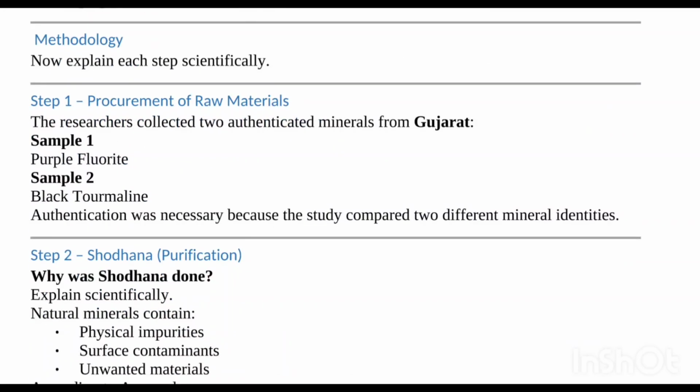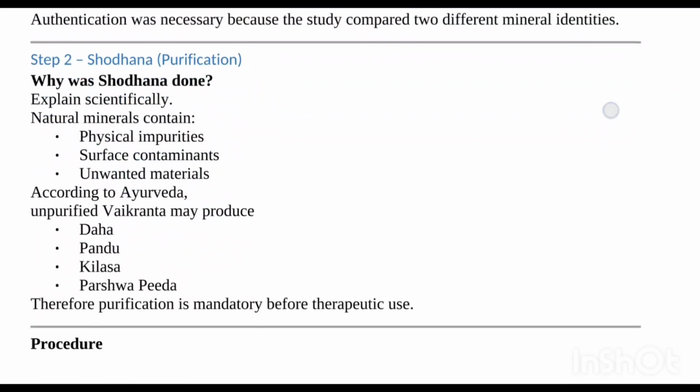In methodology, now we explain each step scientifically. The first step is procurement of raw materials. The researcher collected two authenticated minerals from Gujarat. Sample first is purple fluoride and sample second is black tourmaline. Authentication was necessary because the study compared two different mineral identities.